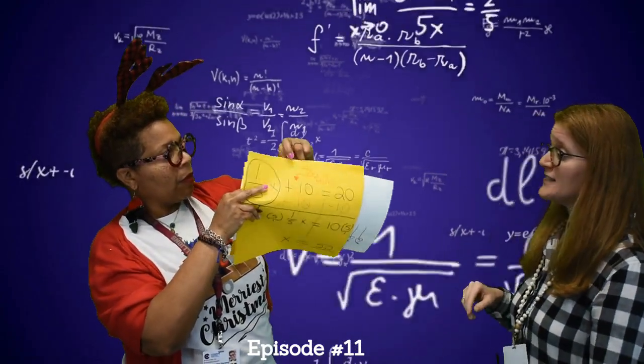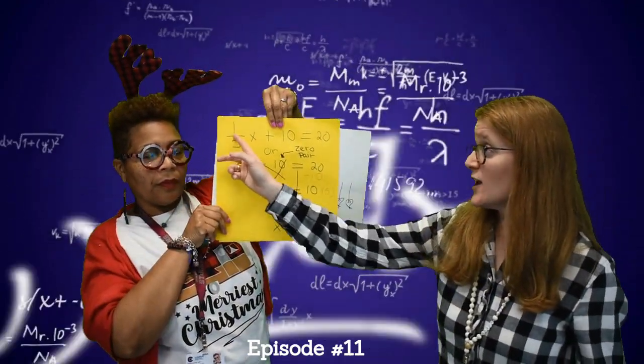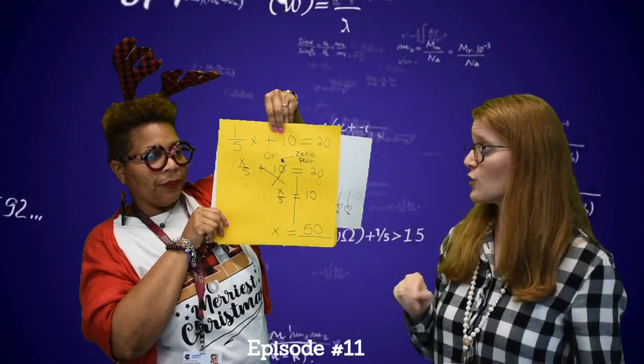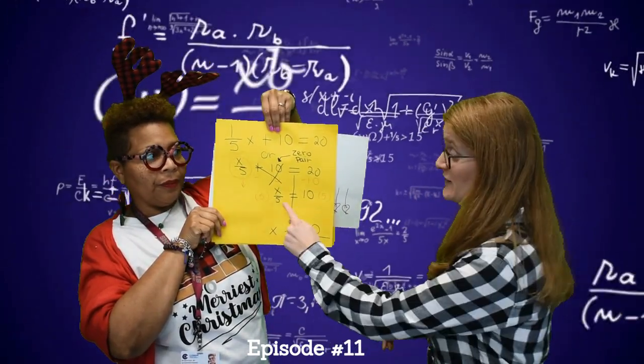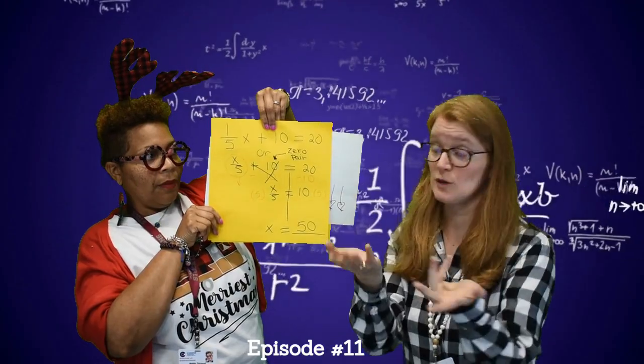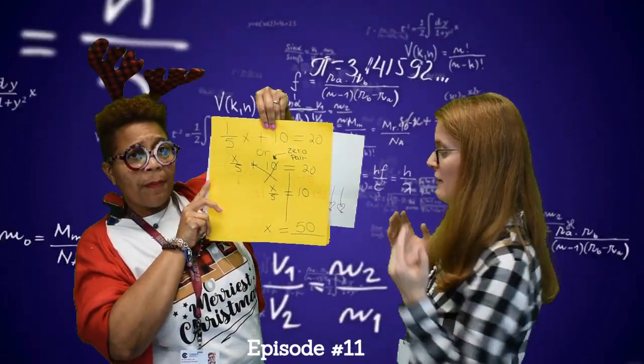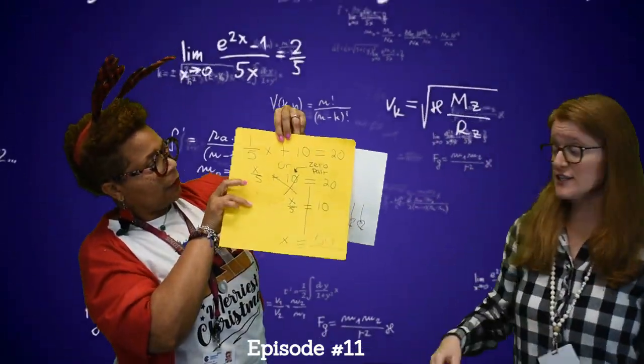A couple of other ways you could attack it. If you notice, we could drop that 1 and it could be x over 5. Same exact thing. Dividing by 5, the opposite is multiplying. Multiply by the reciprocal. Multiply by 5. And your answer is 50.